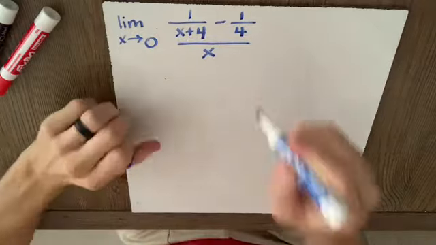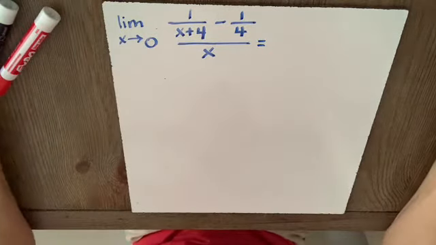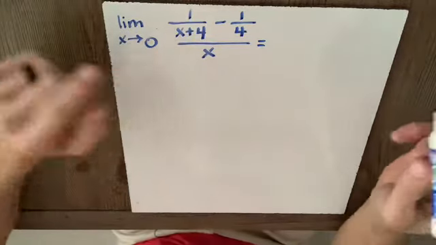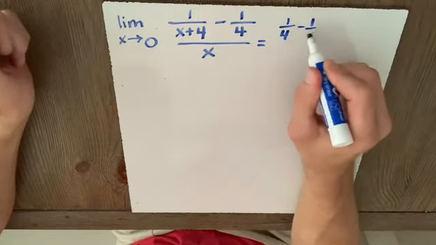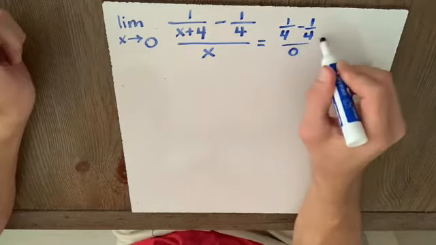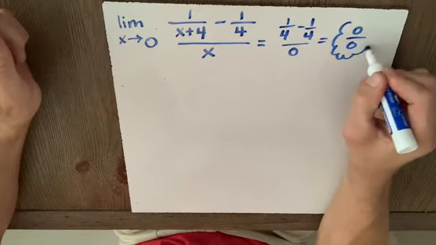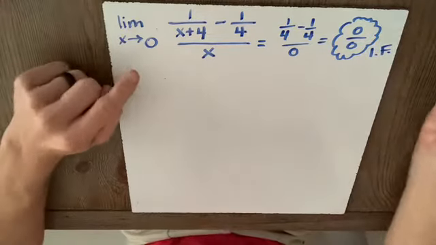When I'm faced with a limit problem, of course, my first option, plan A, is always to use direct substitution. And when I do direct substitution, I get 1 over 4 minus 1 over 4 over 0, which of course gives me 0 over 0, which is an indeterminate form. And I know right away I have a hole. Where?